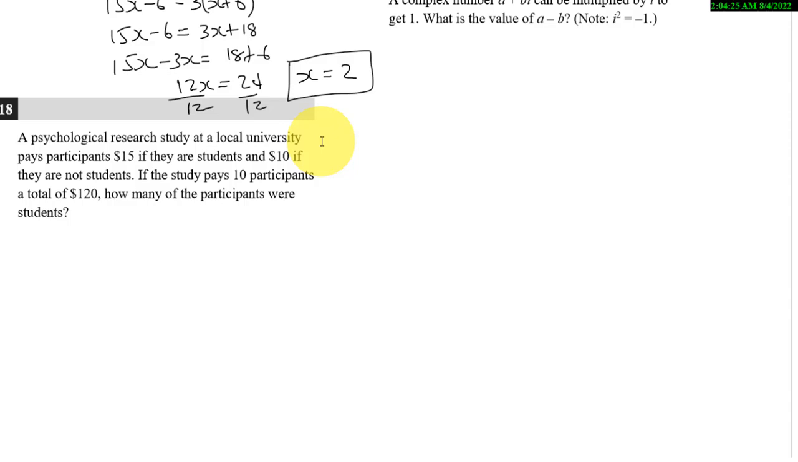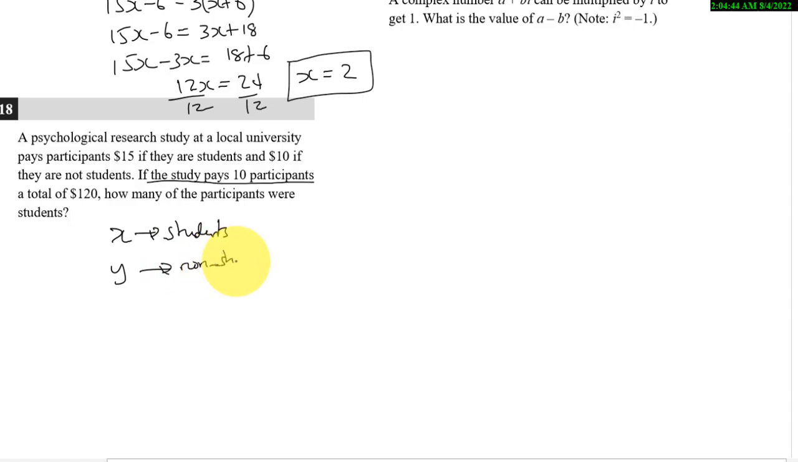Okay, so the easiest thing I can see here is if the study pays 10 participants, the participants could be students or non-students. So if we call x the students and y the non-students, then x plus y is equal to 10. Now the total amount is 120, so 15 is for students, 10 is for non-students. So 10y plus 15x is equal to 120.